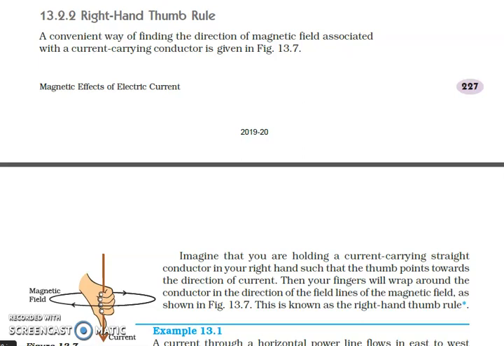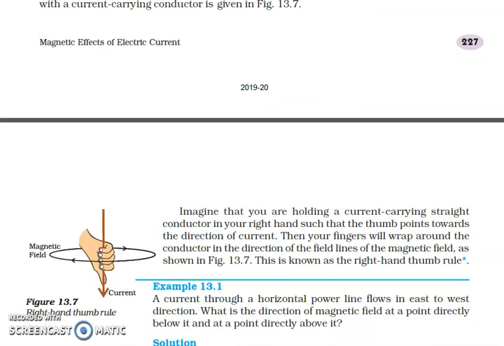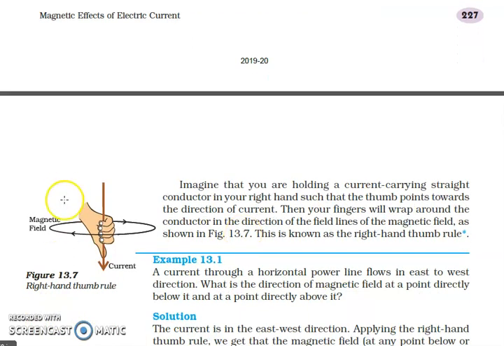My name is Shubham and today we'll be continuing with the next topic, that is the right hand thumb rule from magnetic effects of current. This right hand thumb rule is all about finding the direction of the magnetic field in a current carrying conductor. Suppose the current in your straight conductor is going downwards, and around this you have to find the direction of magnetic field lines.